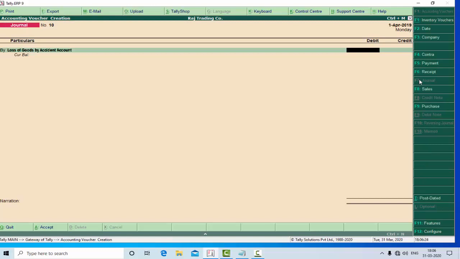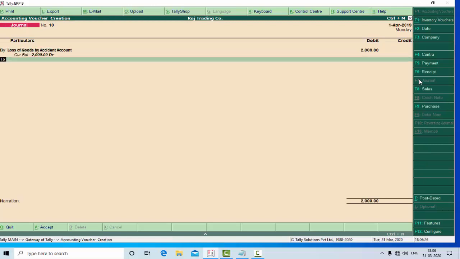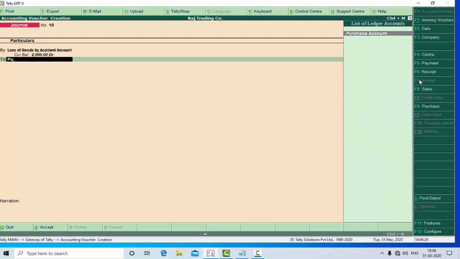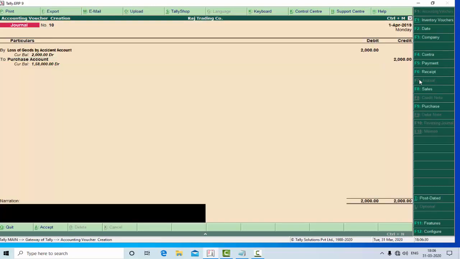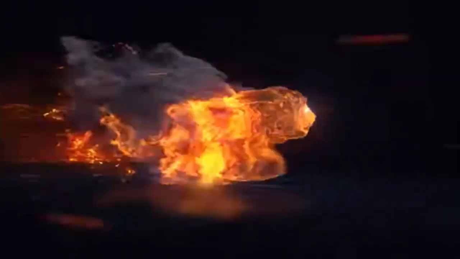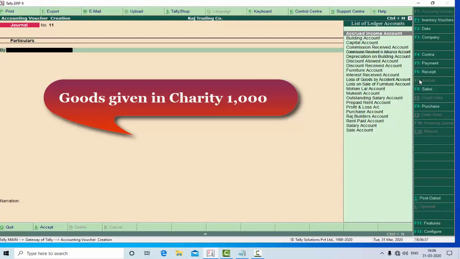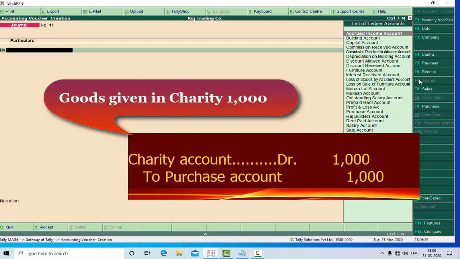The amount will be 2000. The 2000 amount will be entered and credit the purchase account. I think you understand how this entry will be recorded in the journal voucher. And the next entry is goods given in charity, rupees 1000. So that entry is again recorded in the journal voucher. The entry will be charity account debit.